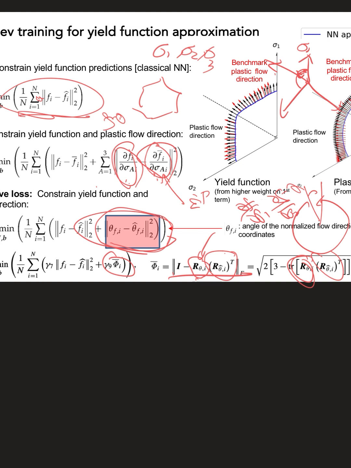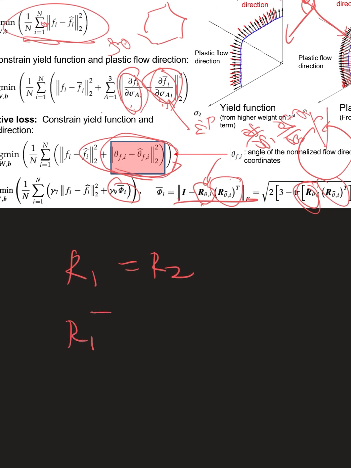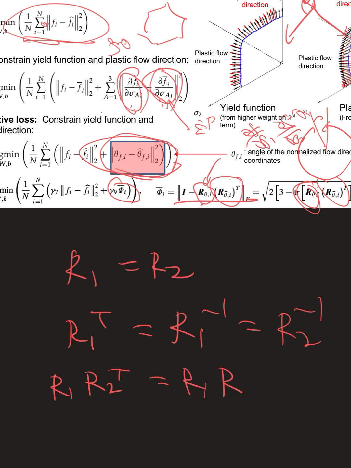Because if R1 equals R2, then what it means is that R1 transpose equals R1 minus 1, which equals R2 minus 1. If this is the case, then R1 R2T is simply equal to R1 R2 minus 1, sorry, minus 1. So they can cancel each other, and it will go back to the identity.